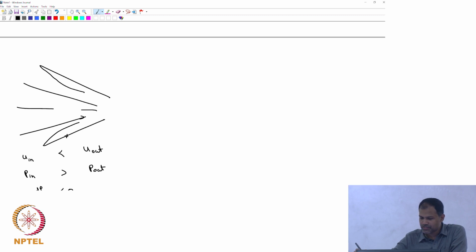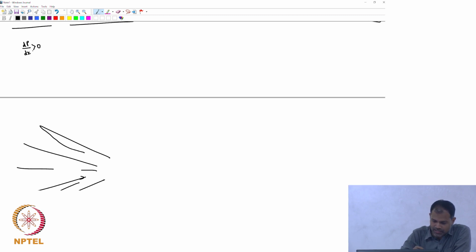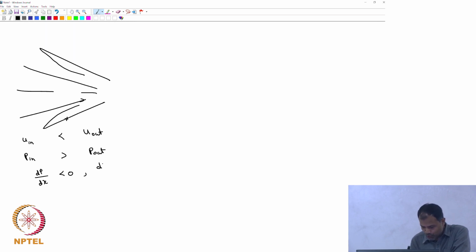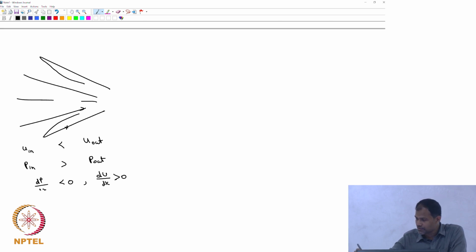So I'm again making a mistake. dP by dx is less than 0 is the first situation that we will look at, which also would mean du by dx, so u is increasing with x. So du by dx is greater than 0.